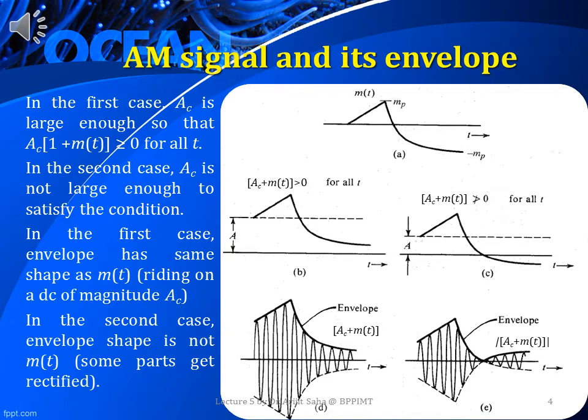In the first case, A_c is large enough so that A_c times (1 + m(t)) is greater than or equal to 0 for all t. A_c means the peak amplitude of the carrier signal, whereas in the second case, A_c is not large enough to satisfy this condition. So in the first case, the envelope has the same shape as m(t), basically riding on the DC of magnitude A_c. In the second case, the envelope shape is not m(t). Basically, some parts are getting rectified.